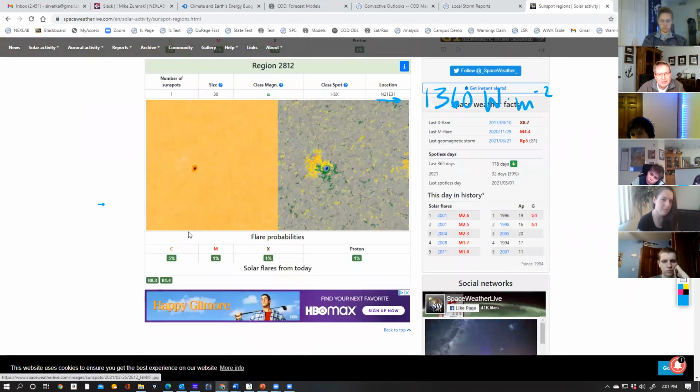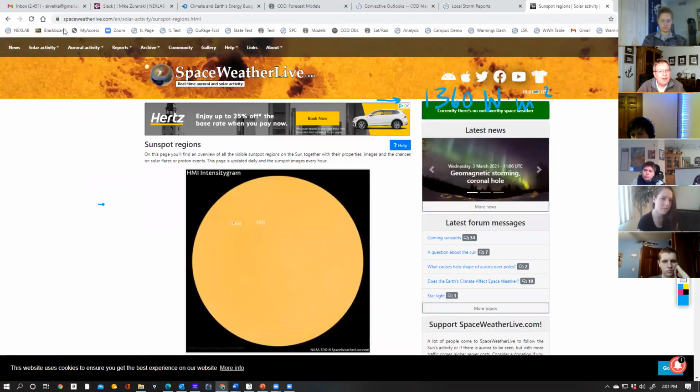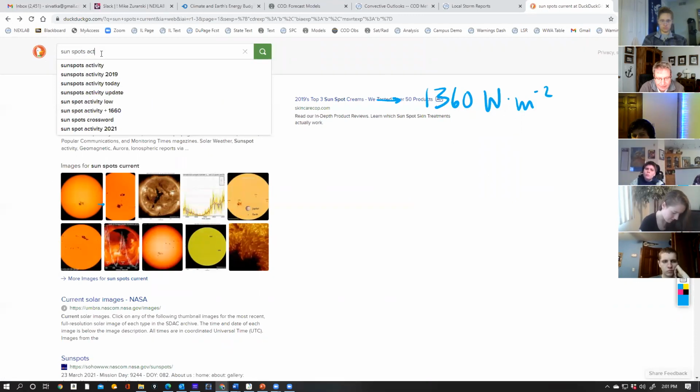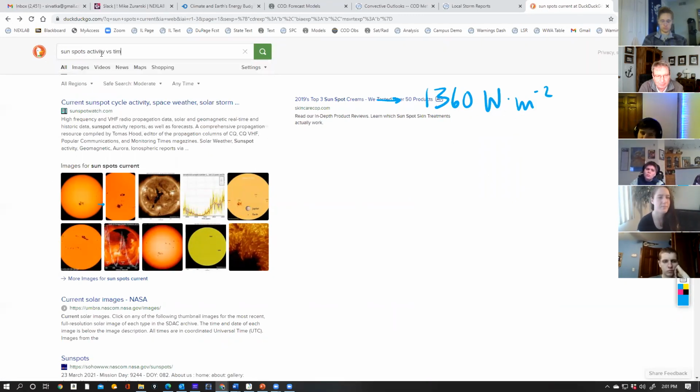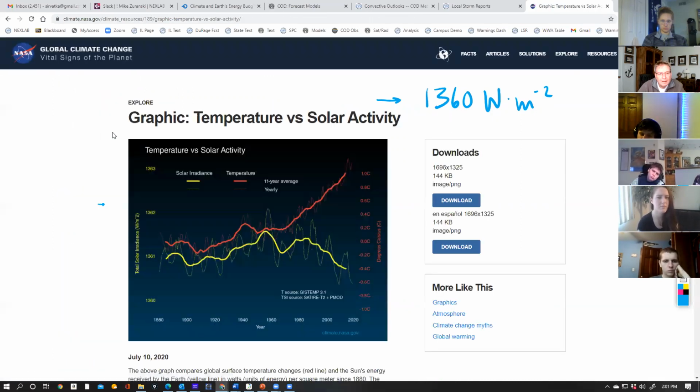It's kind of cool, isn't it? Zoom into the acne of the sun. Let's try this. Sunspot activity versus time. Here's solar irradiance going like this, and it's floating around 1,361, right around there. Sometimes it's more, sometimes it's less.